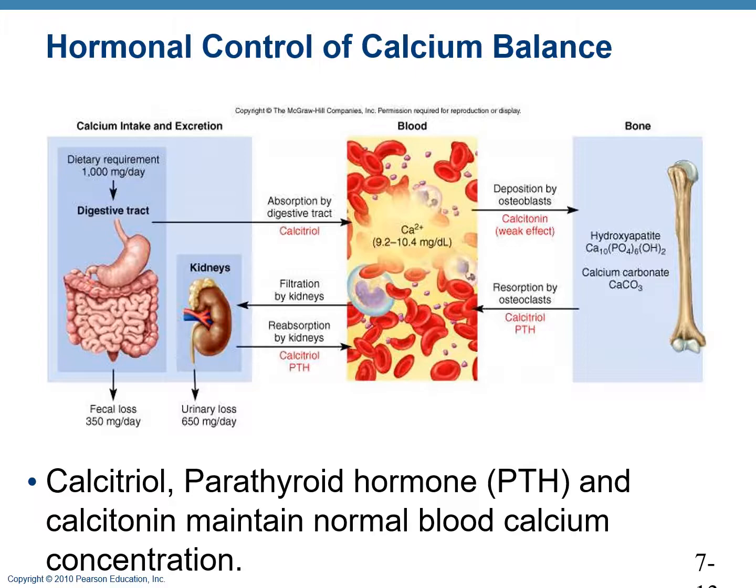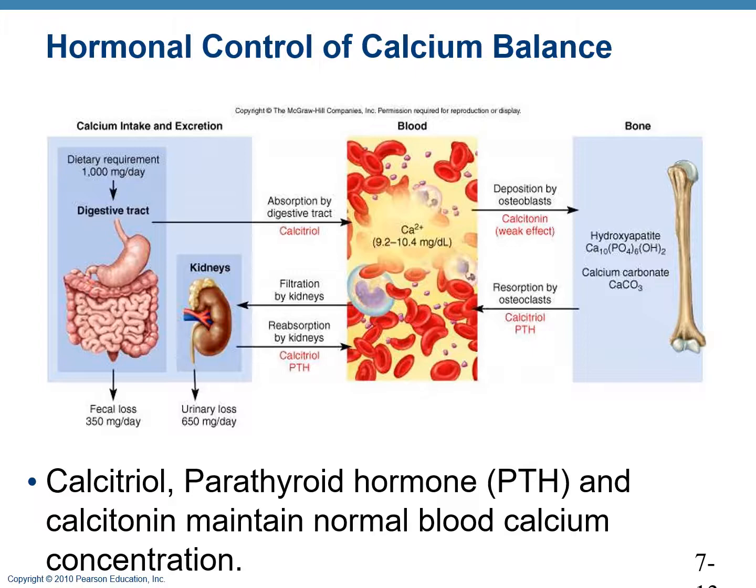So with calcium intake and excretion, we have a dietary requirement for calcium of about 1,000 milligrams a day. Fecal loss is going to occur on average in the amount of 350 milligrams a day. Urinary loss, 650 milligrams a day. And these arrows are basically showing how we harvest calcium from our diet and how calcium is going to be exchanged between the skeletal system and the bloodstream.